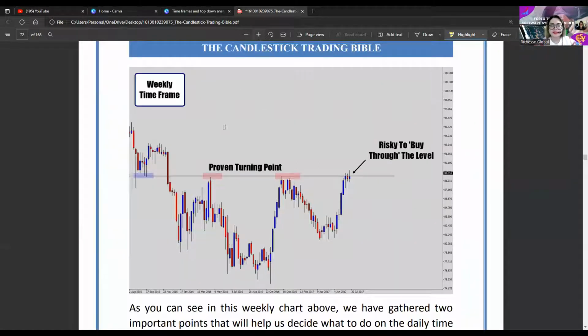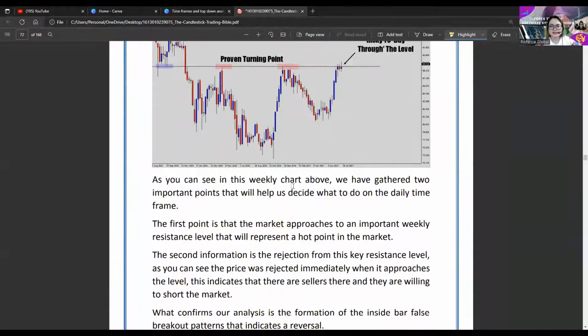Ito yung ating weekly time frame. Ang ibig sabihin po nito, per candle is per 1 week po ang isang candle dyan. And nandito sa ating resistance ang ating proven turning points. And yung last dito, ang risky to buy through the level, which is hindi na po advisable dito mag-buy. But nagkaroon na siya ng turning point dito. Kumbaga binalikan niya siya.